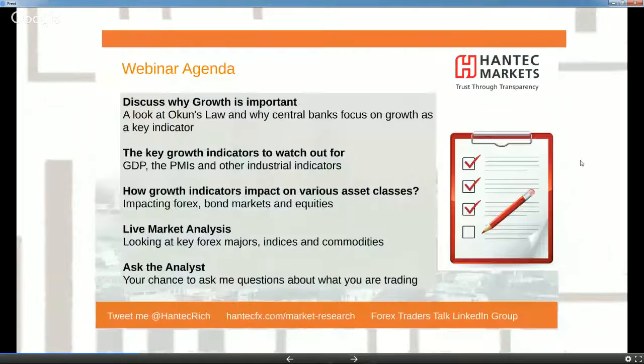The list of what I'm going to go through today, as I said, is a bit about growth, a bit about the theory of growth, Okun's law, which is the link between growth and unemployment, and the indicators that you need to be looking out for on a monthly basis. Then how these announcements actually impact on the markets as they come out, and then I'm going to go on to do a bit of technical analysis of the markets.